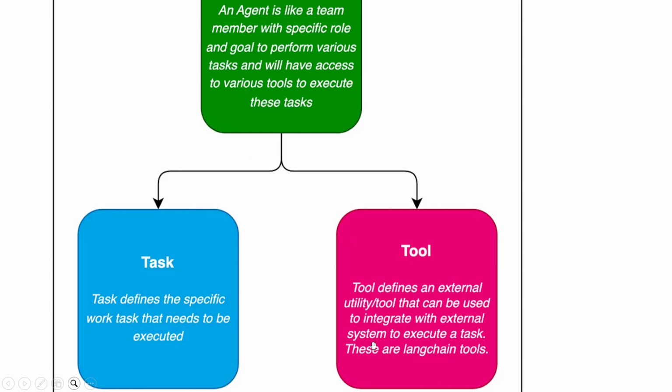We provide various tools that are required to execute a task. For example, Firecrawl, get the API key and crawl the web page, or go to Microsoft and download an email, etc. Right? So those are different tasks. And what is tool? Tool defines an external utility or tool that can be used to integrate with external system to execute a task. These are LangChain tools. So a tool object is a utility or equipment that the agents use to perform a specific task efficiently. For example, searching the web or loading the documents and reading them, etc.